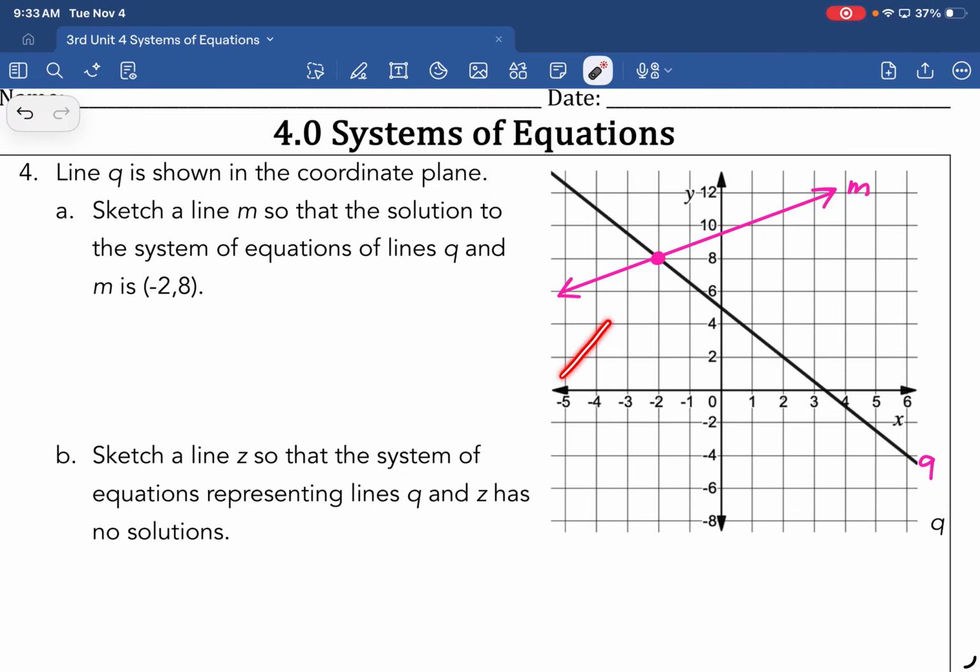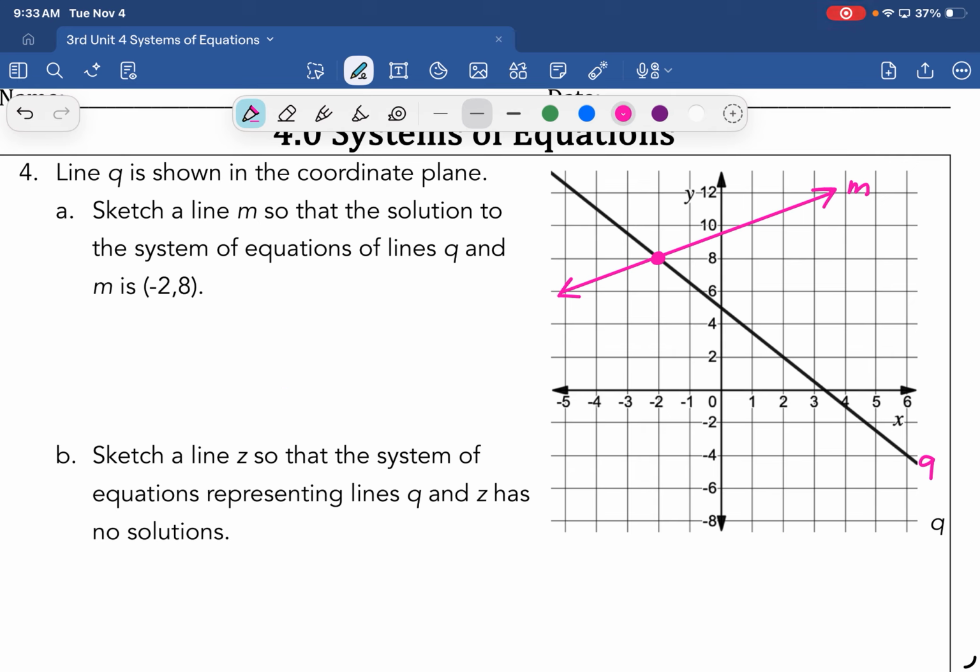You could also draw it to look like this, or this. Basically any way that intersects that point. It could look like that. Maybe not like that. That's a bad line, but we're just going to go with it. All it has to do is intersect at negative 2, 8.